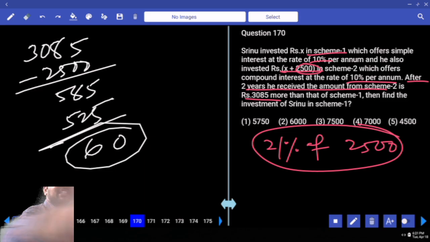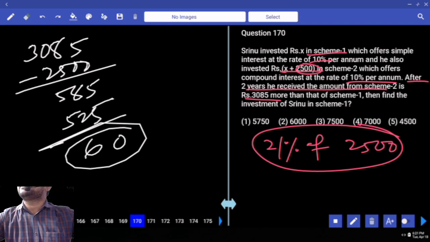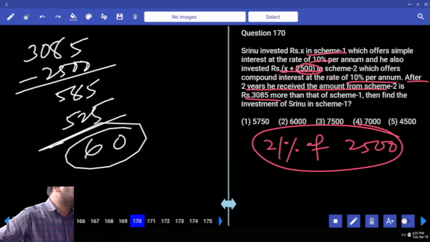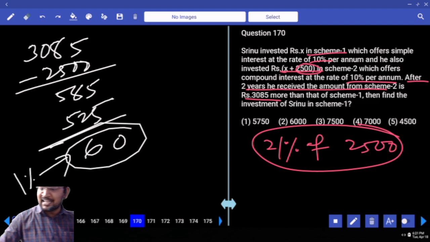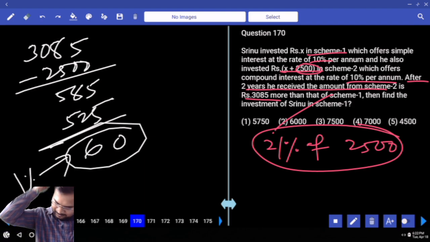Now see. Simple interest for 2 years is 10%, that is 20%. Compound interest is 10 plus 10% of 10, which is 1, that is 21%. Simple interest is 20, compound interest is 21. Difference is 1%. 1% is 60, so 100% is 6,000. Are you clear? If you do circus, that will be a circus. But we don't want circus. We need direct attacking. Thank you.